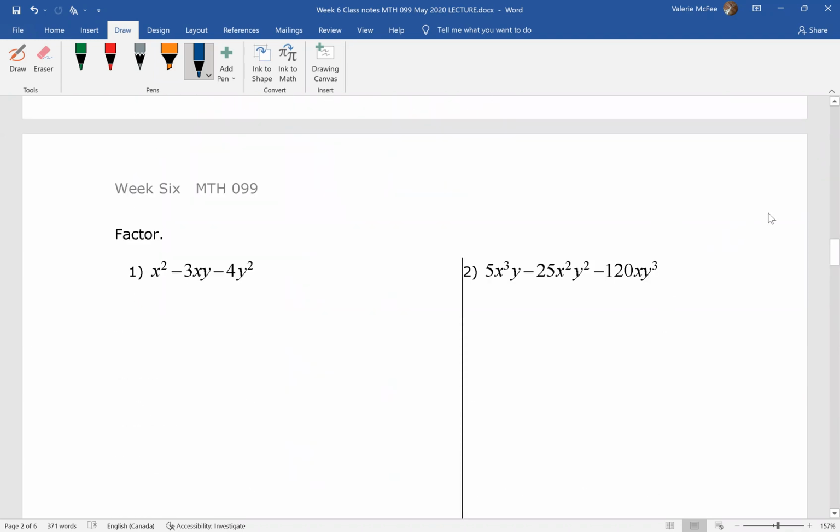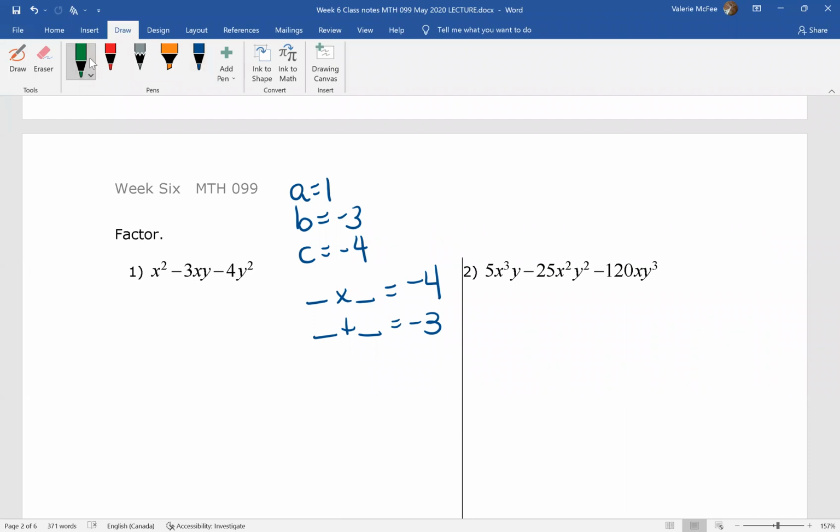We're still going to look for A, B, and C. We're still going to find two numbers that multiply to equal A times C and add to equal B. We're going to use those numbers to split the middle term. But this time, instead of just x, it's going to be xy. We're going to factor by grouping.